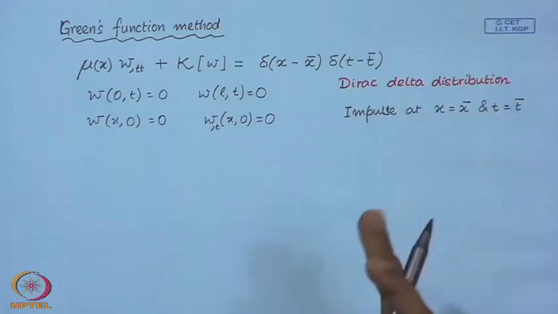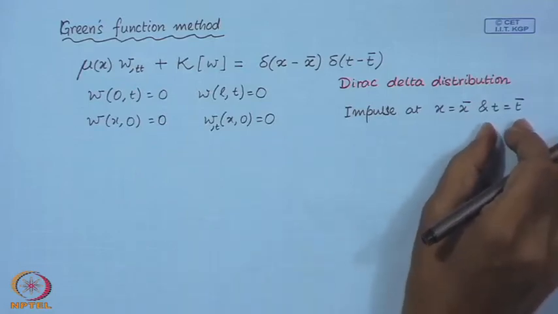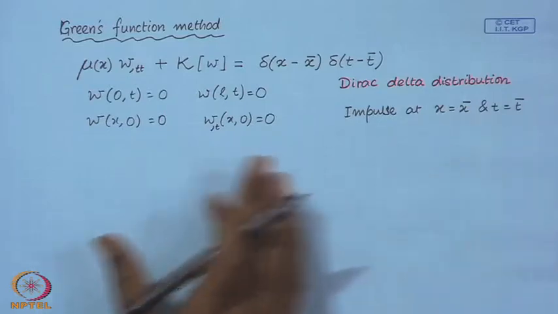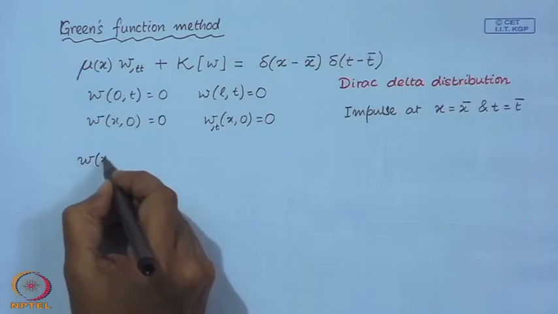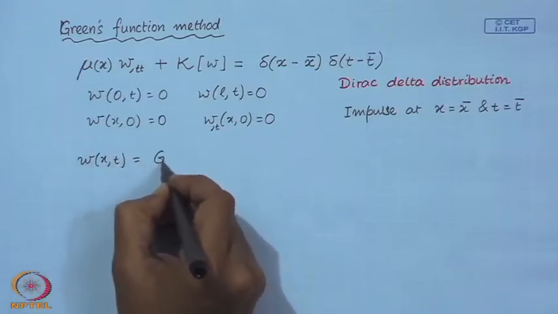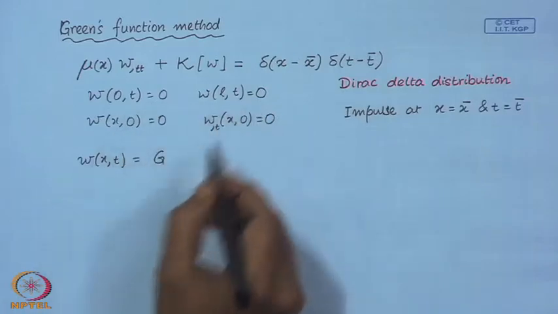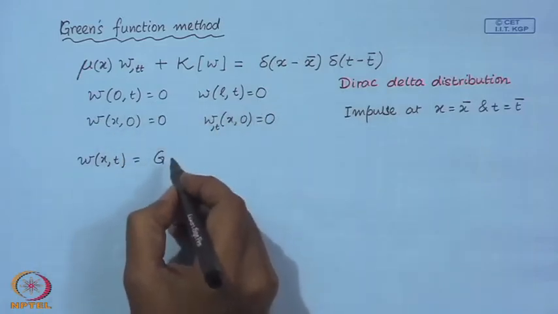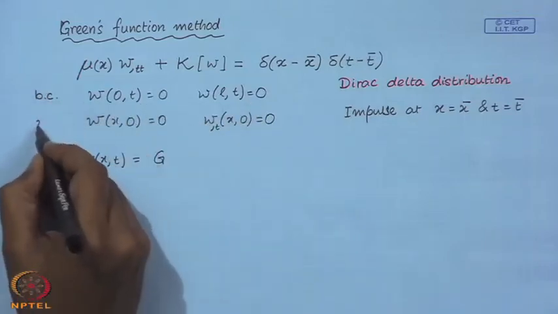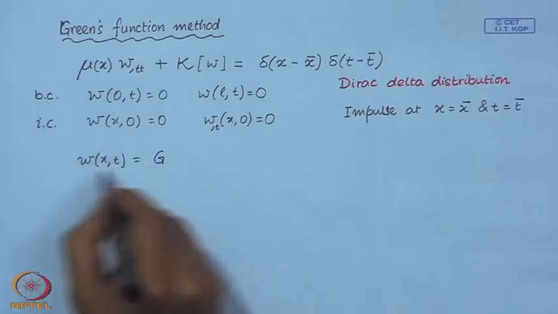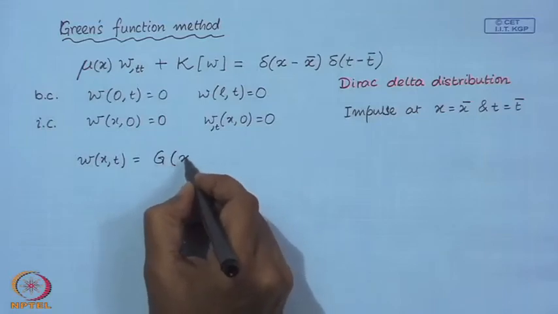So, we give an impulsive loading at the location x equal to x bar on the system at time t equal to t bar, and we are going to look at the solution of the system to such a loading. And here the boundary conditions are homogeneous and initial conditions are all 0. The solution of this system is known as the Green's function.